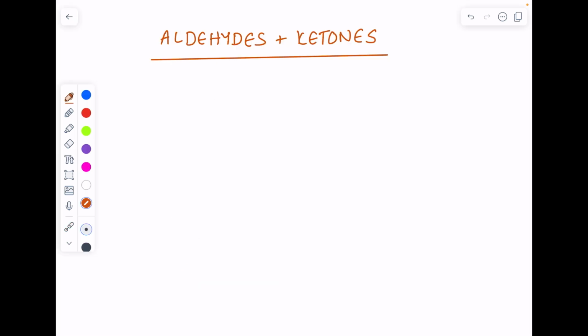It's now time to turn our attention to 2 very closely related homologous series, the aldehydes and ketones. So the functional group of the aldehydes is CHO, and the functional group of the ketones looks like this. So as it's clear to see here, both contain the carbonyl C double bond O group.